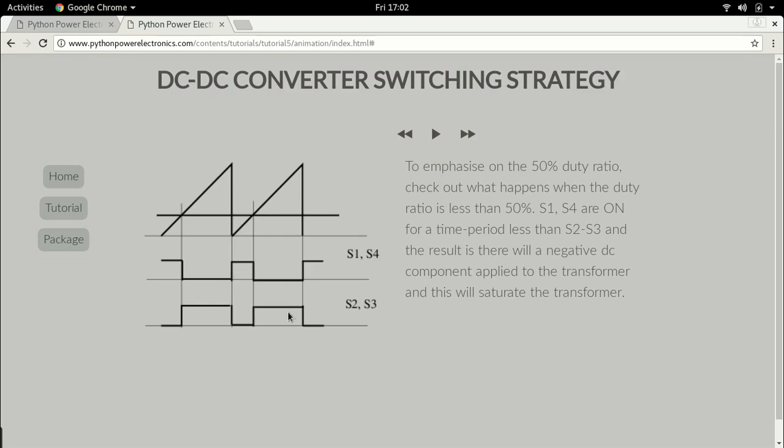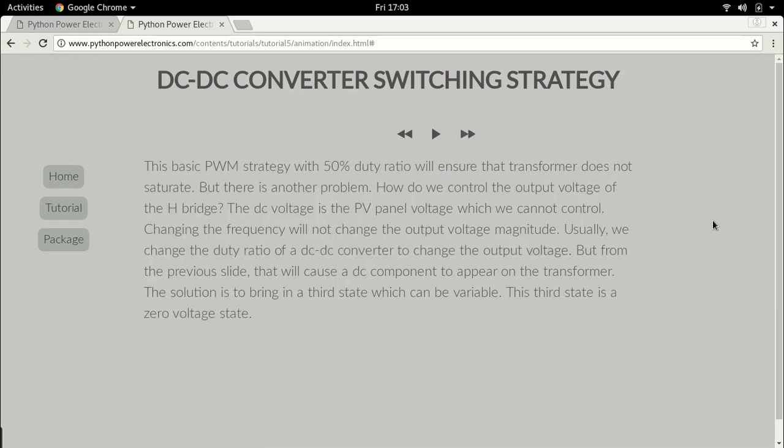And the result is there will be a net negative DC component. And this net negative DC component, if you apply it to a transformer, you will saturate the transformer. So this is the reason why 50% duty ratio is extremely important. So the modulation signal has to be 0.5. That's a constraint. Now, this puts another problem.